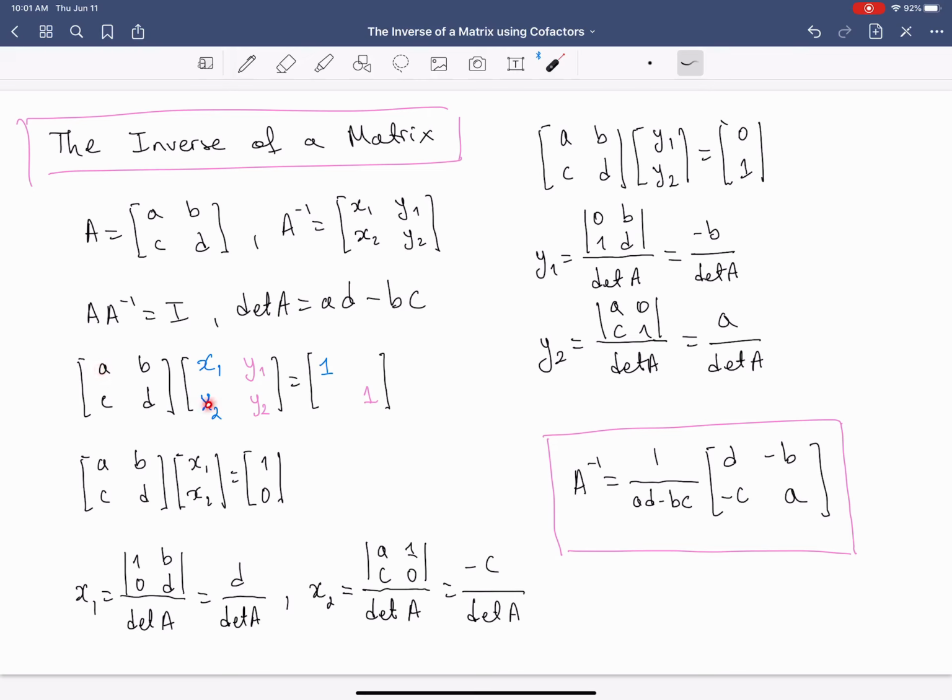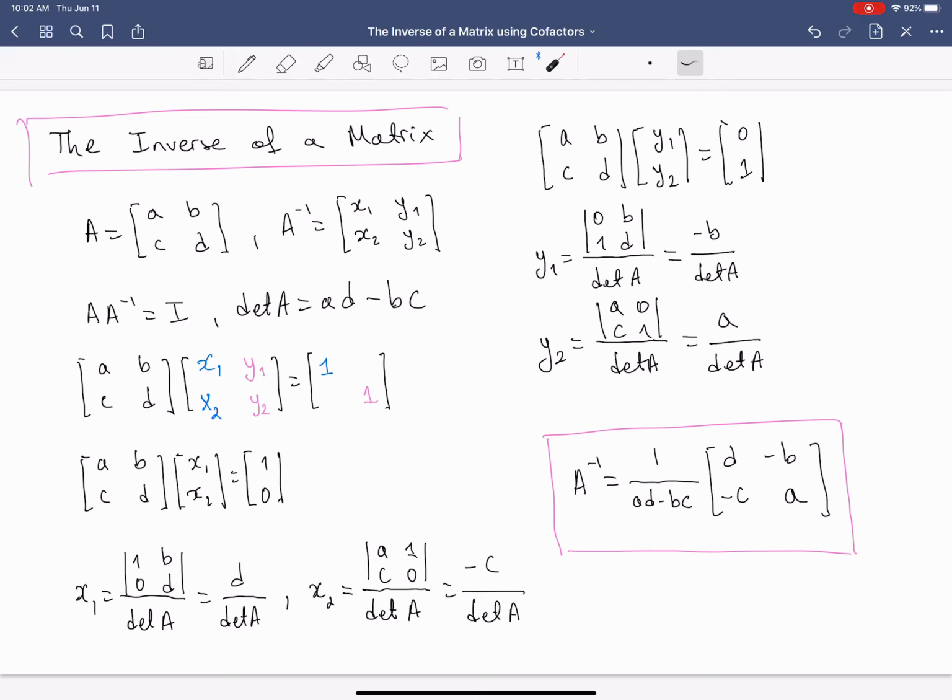Now, what about x2? Well, x2 actually appears to be the cofactor. Think of it as a 2, 1 position, and this is the 1, 2 position. So it is the cofactor of 1, 2. The cofactor of 1, 2 will have a negative sign because 1 plus 2 is odd, and the determinant will simply be C. So negative C is the cofactor of 1, 2, right?